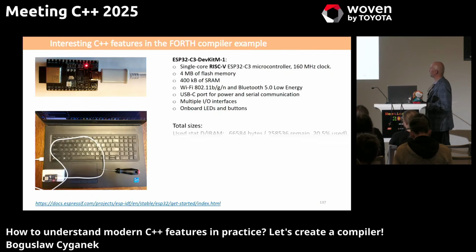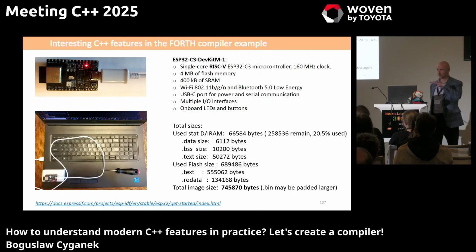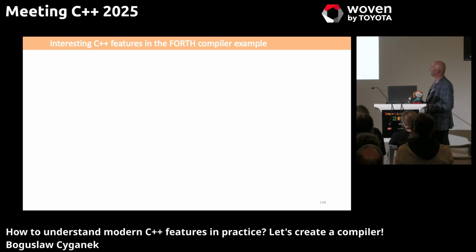But what is more interesting, the total image size of the big project without any cuts is 750, let's say, kilobytes. But we can cut it much more than this. And yeah, RISC-V is my favorite processor. I think it is changing the world.